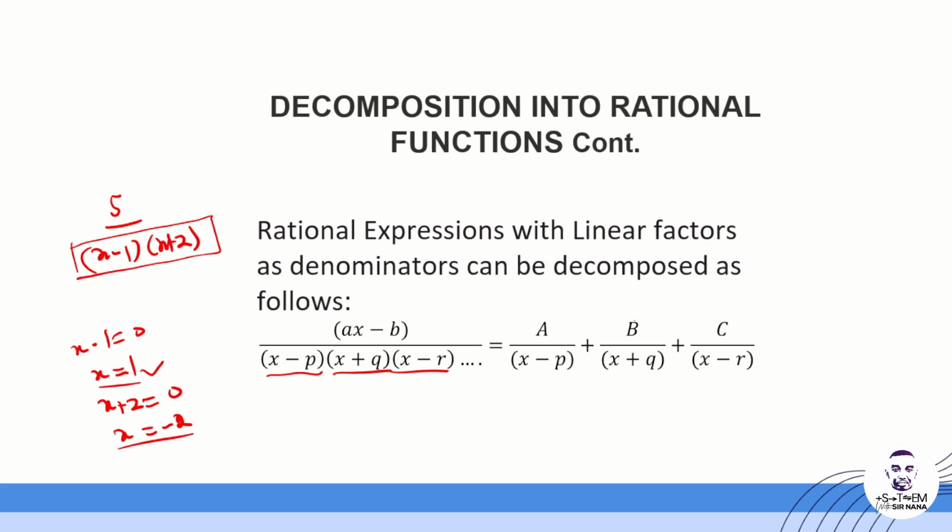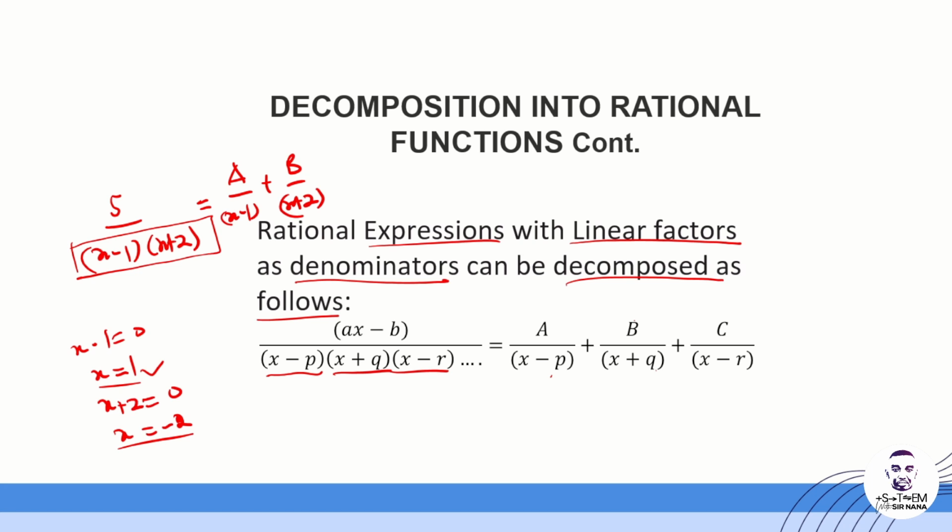Once you see that they are linear factors with different factors, we can express them as A over one factor, x minus 1, plus B over another factor, x plus 2. So rational expressions with linear factors as denominators can be decomposed as follows. You can write the expression as A over one factor plus B over another factor plus C over the other factor.